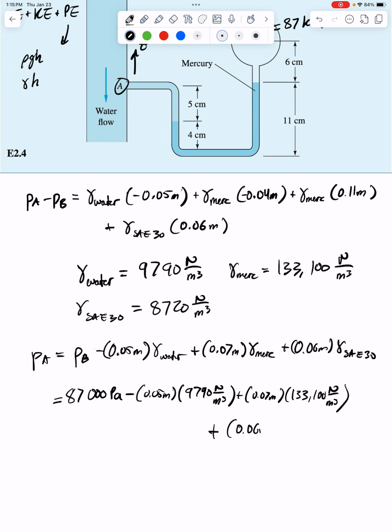I have my calculator, let me plug it in and solve. So I get that at location A, my pressure is 96,000.4 kilopascals when I solve this. That's my answer. Any questions on that methodology of mine? All right: down, negative; up, positive. That's how I saw it.